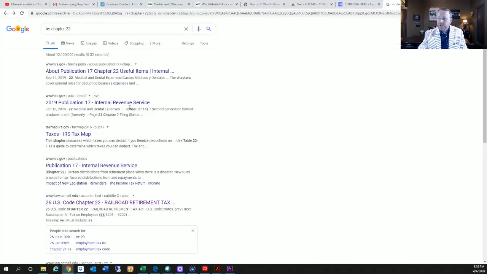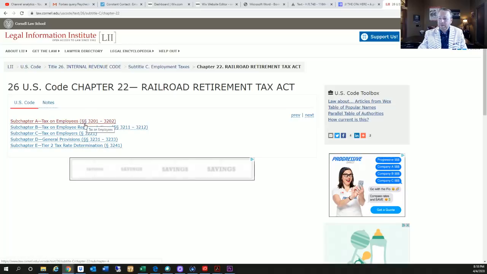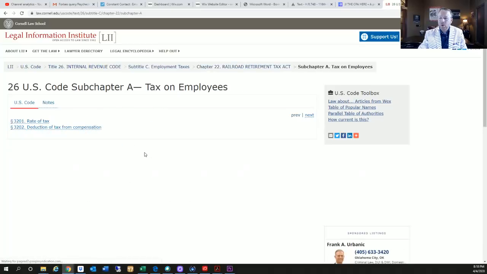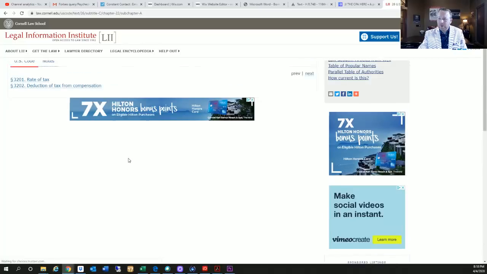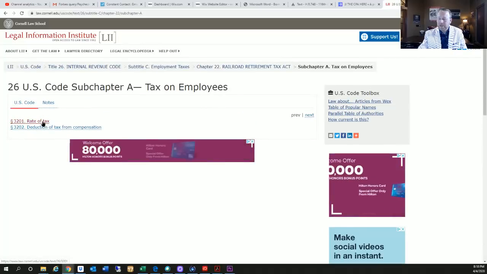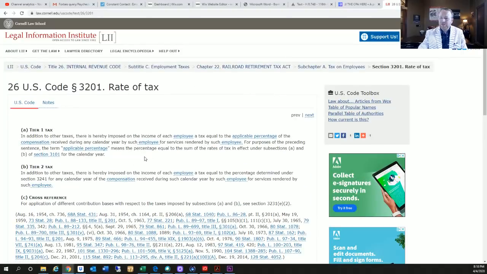Okay, and then when we go to section 22, and we're looking at the railroad retirement tax on employees, this is defining who's an employee. It's talking about the rate of tax. It's talking about what are the wages that would be included.